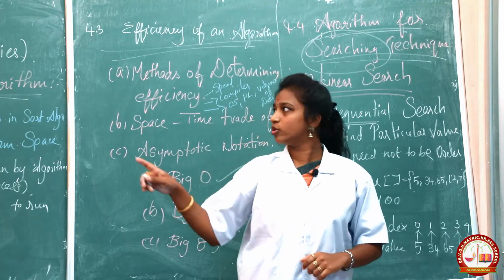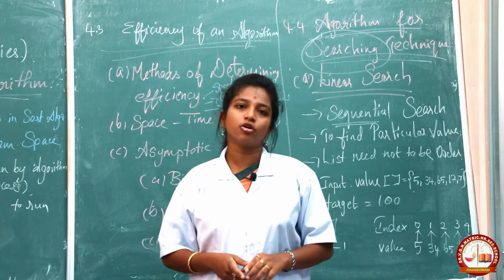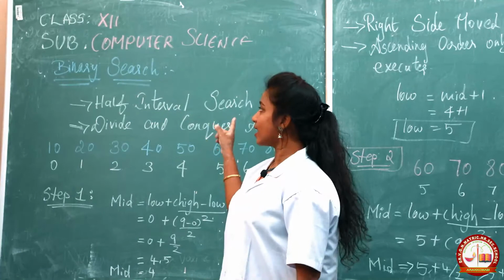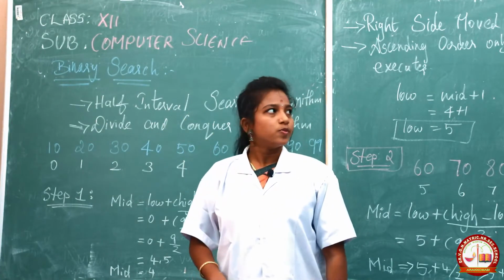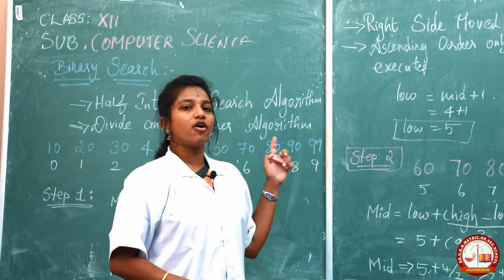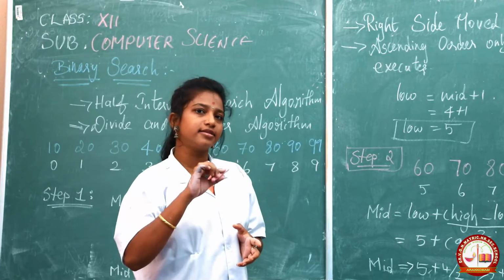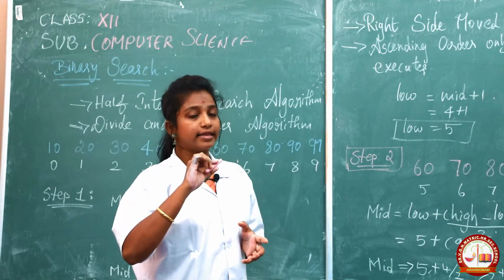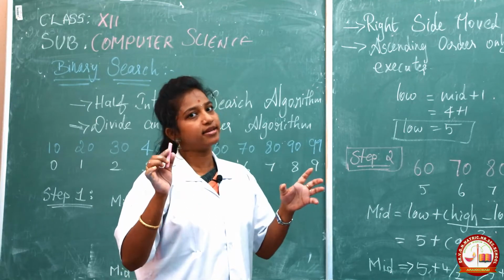So I think you are very clear on these 3 topics. Now we are going to see the next topic, binary search. In the last classes we saw the linear search, which is a sequential search. The list need not be ordered in it, and we can search the element by using the index value.